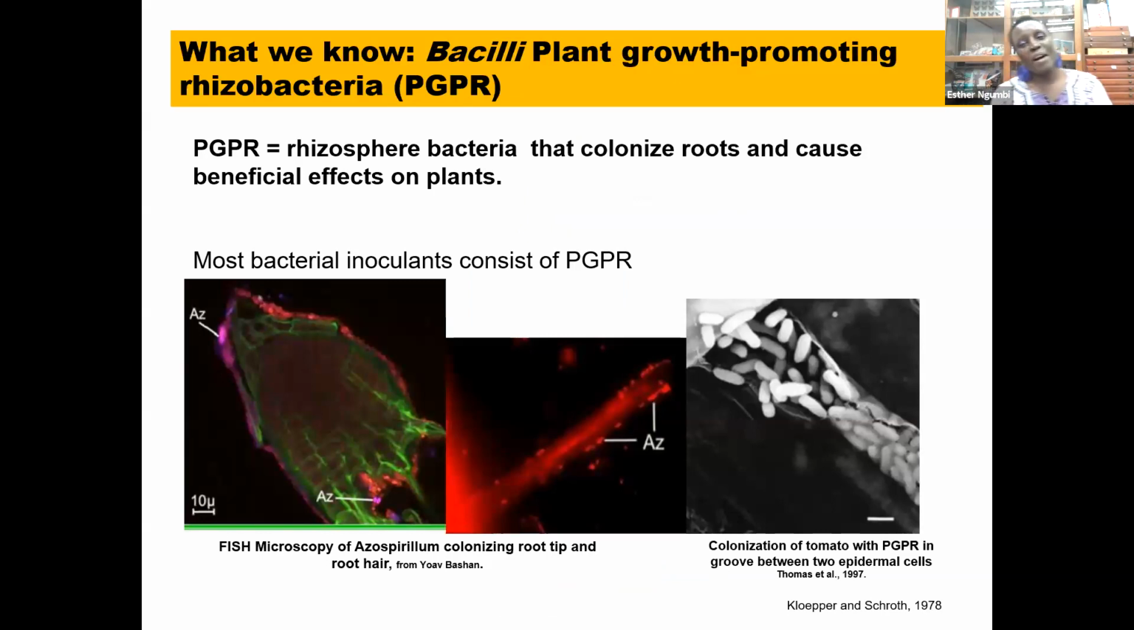So what do we know about Bacilli plant growth promoting rhizobacteria? These are rhizosphere bacteria, meaning that they are in the roots and near the root interface, and they colonize roots and cause many beneficial effects on plants. Most of the bacterial inoculants consist of plant growth promoting rhizobacteria, and they are mostly Bacillus. These are microscopic images of roots that are already colonized by PGPR.